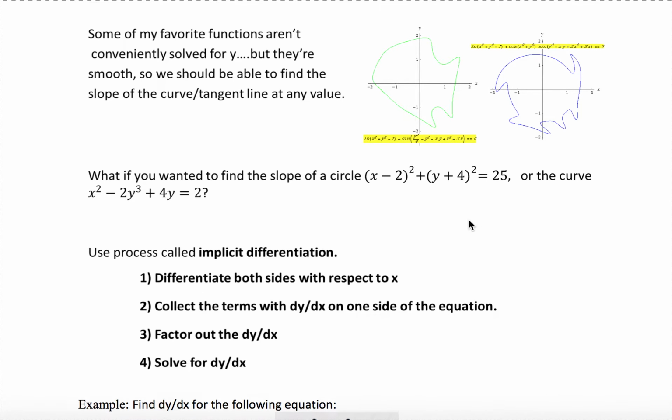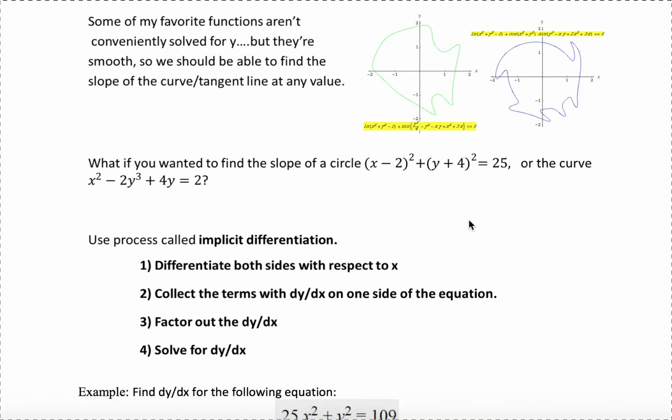So it turns out there's actually a lot of functions that can't be solved conveniently for y. All the things we've looked at so far are y equals this, right? But not all functions can be solved easily for y. Or, we might not be looking at things that are truly functions, right? We can have relationships that are not functions.